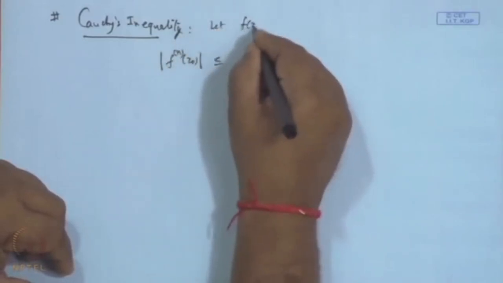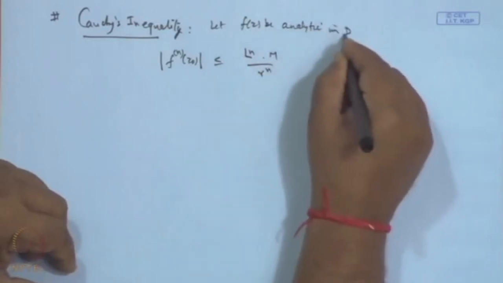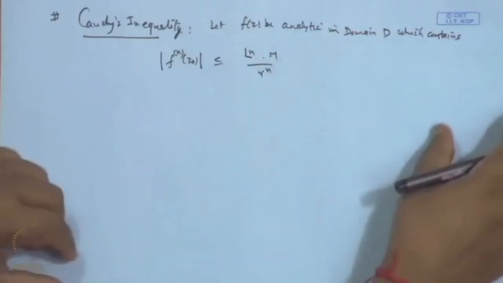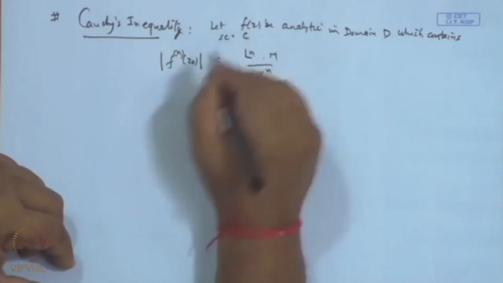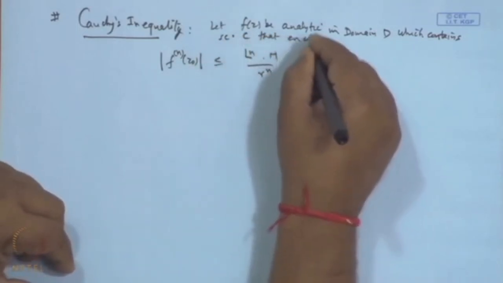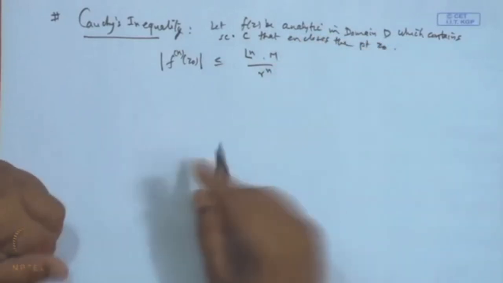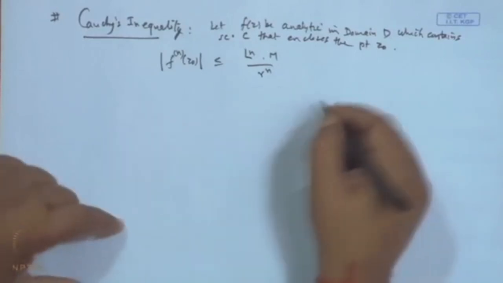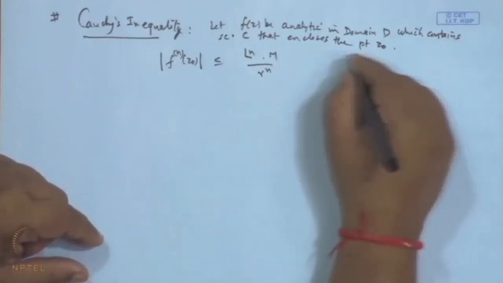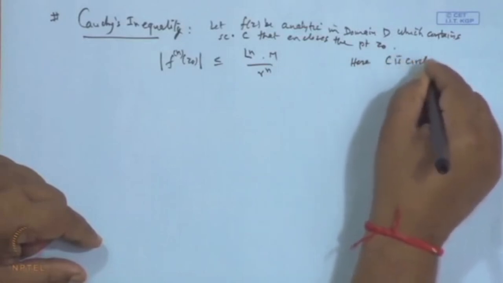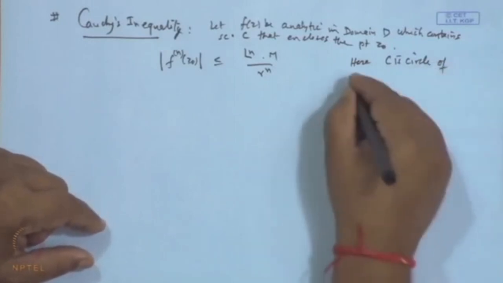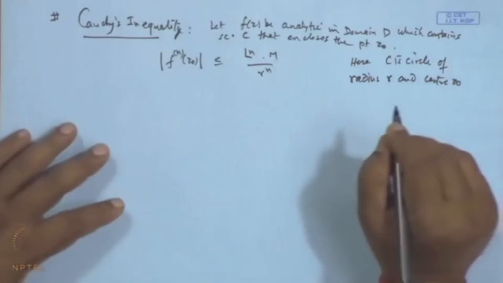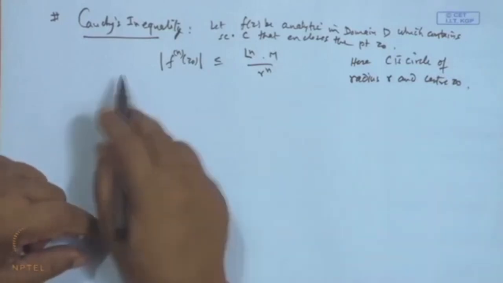Let f be analytic in a domain D which contains a simple closed curve C that encloses the point z naught inside it. Suppose C is a circle of radius r and center z naught. Then we have this result.